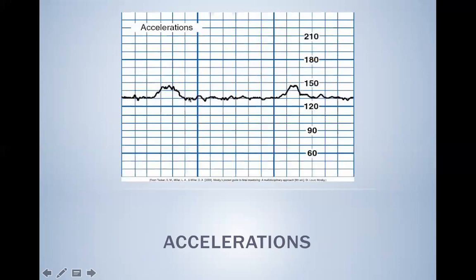So here our baseline's 130, and this accel goes up to 145. And it's lasting, so here's probably 5 seconds, here's 10, so it's lasting 20 seconds. So this is a qualifying acceleration, as is this, because it goes up to 145 from 130, so we go up 15, and we're lasting for 15 seconds.